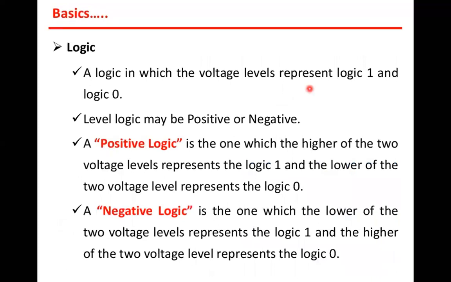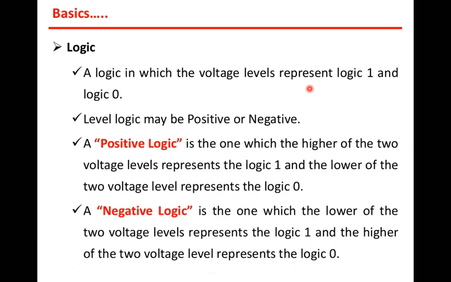A logic in which the voltage level represents logic 1 and logic 0, because we have only two possibilities: either it will be 1 or it will be 0. Level logic may be positive or negative. So we have the condition whether the logic is positive or negative. So what are the conditions?